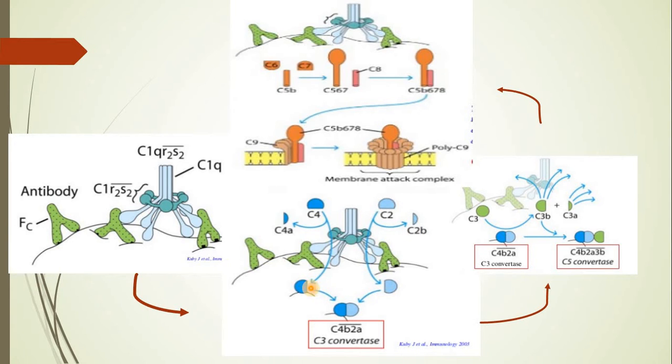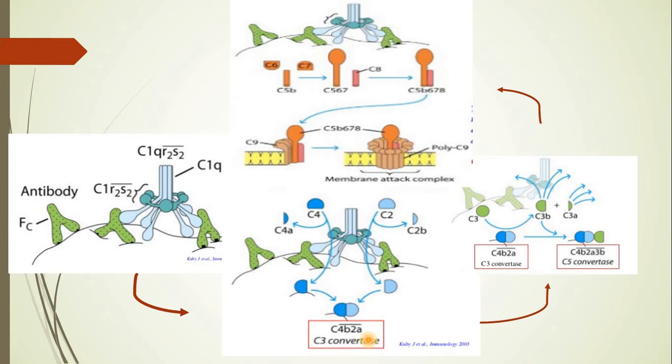Now, the C2A and C4B will be seen linked together, resulting in the formation of C3 convertase. That is C4B2A bar. You know, in the earlier lecture I said it will be defining the name of an enzyme. So now C3 convertase will be formed.